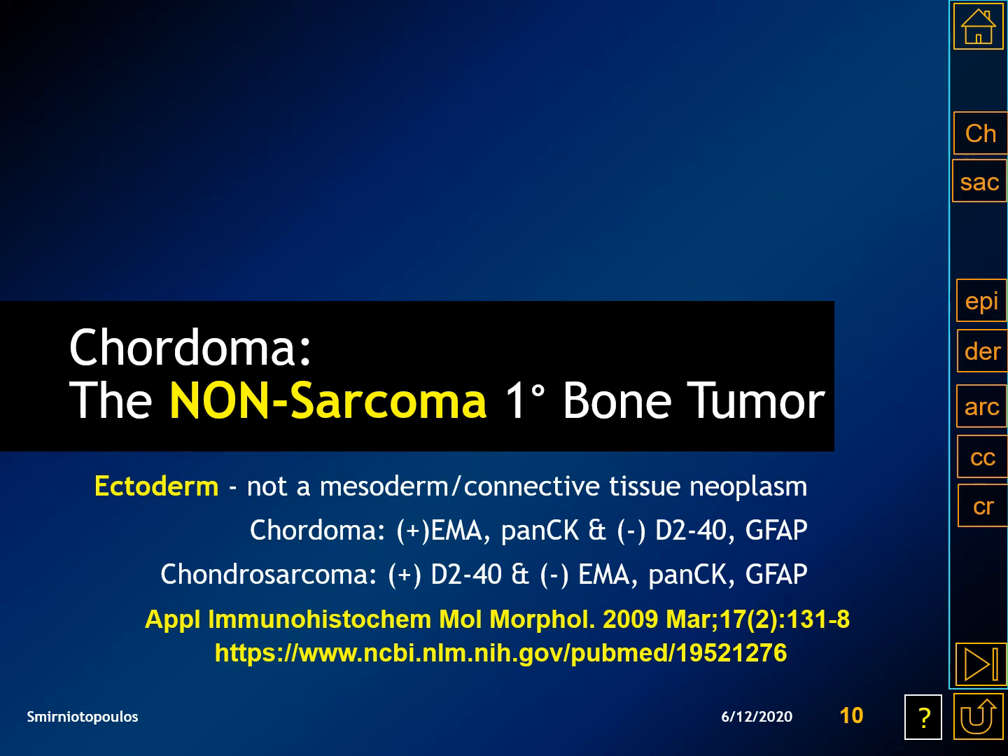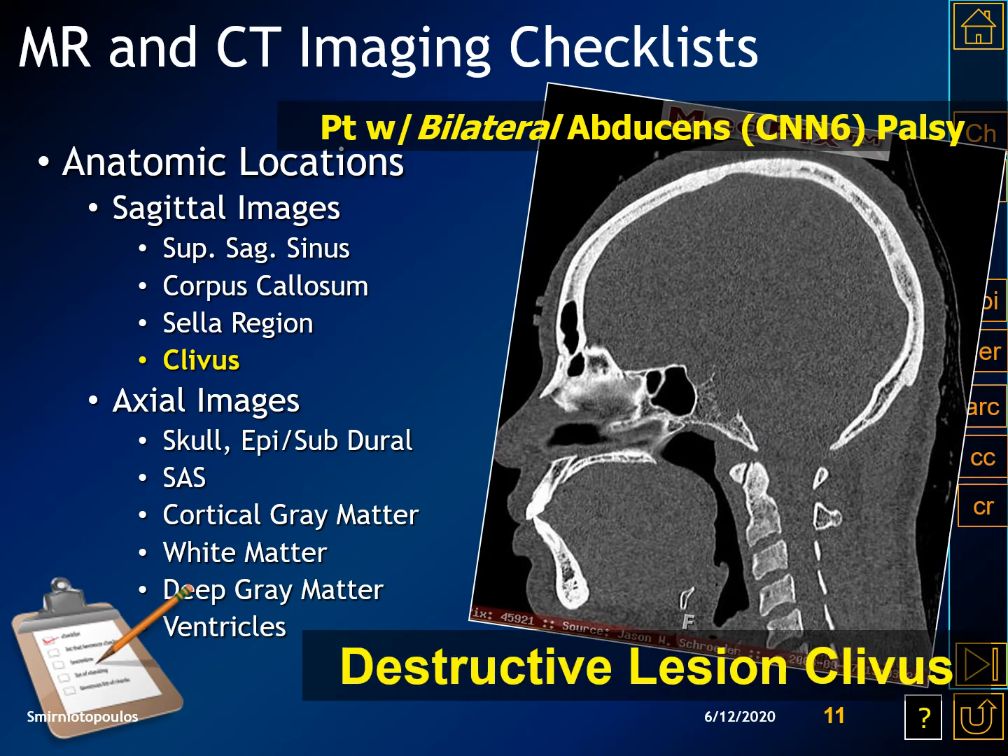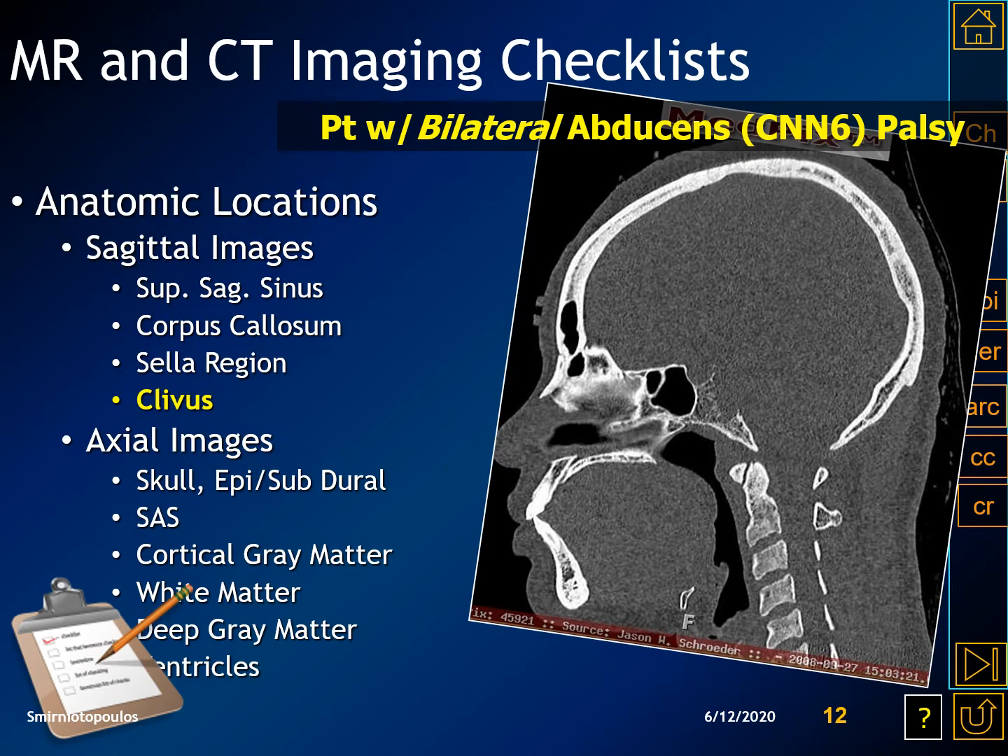The chordoma is a non-mesodermal, non-sarcoma primary bone tumor. It arises from ectoderm. This can be shown histologically as well as embryologically. The primary locations for the chordoma are in the clivus and the sacrum. If we look at this sagittal reformation, we look for the normal cortical outline of the clivus, and we can see that it's been eroded away. There's been some bone destruction here.